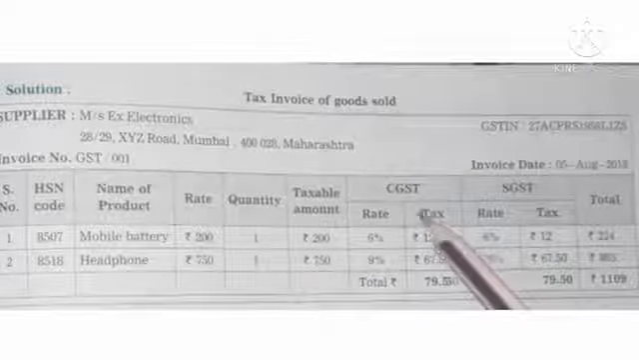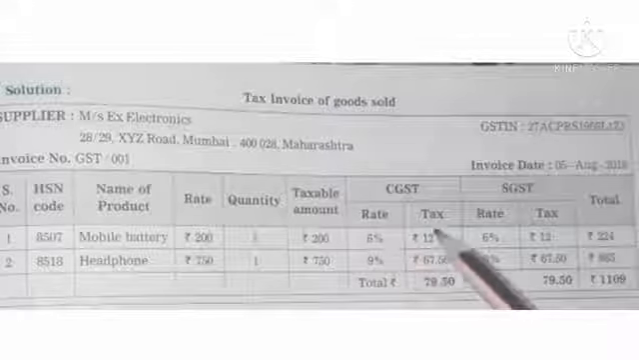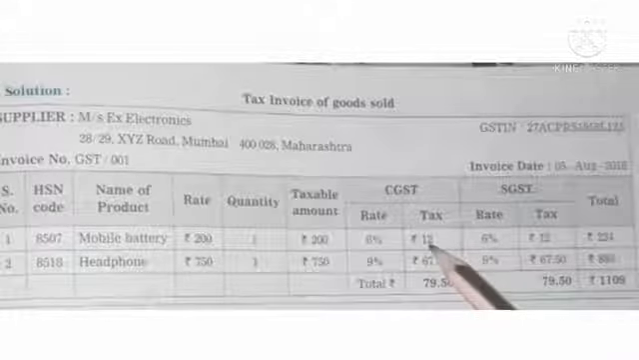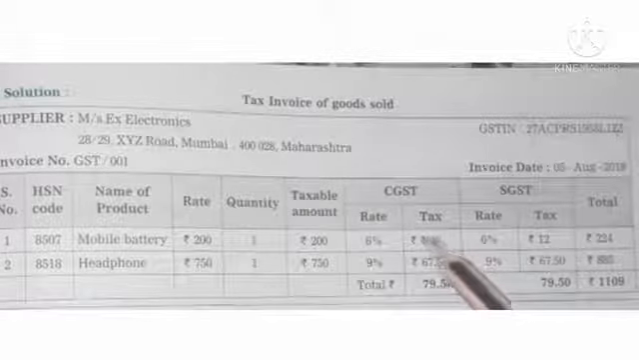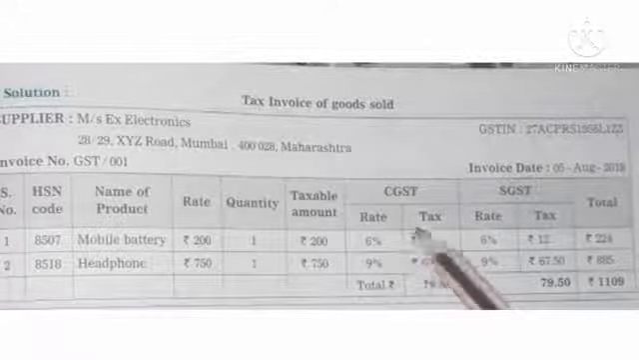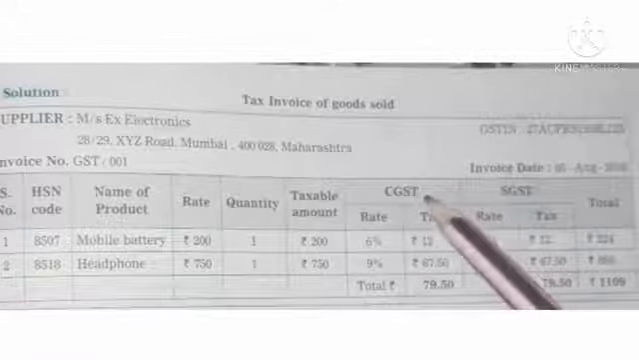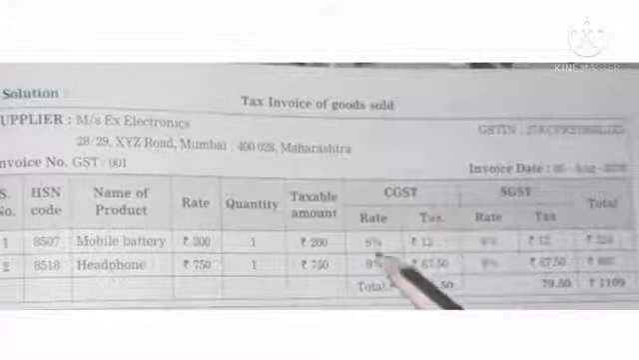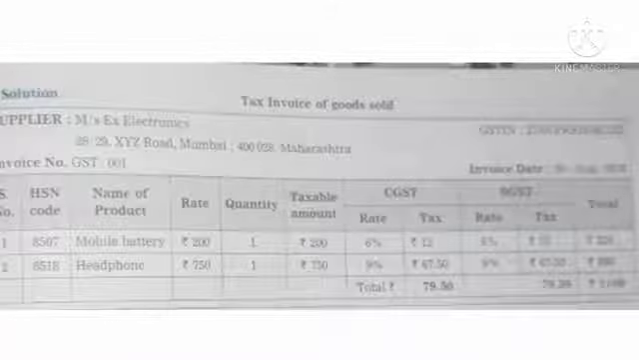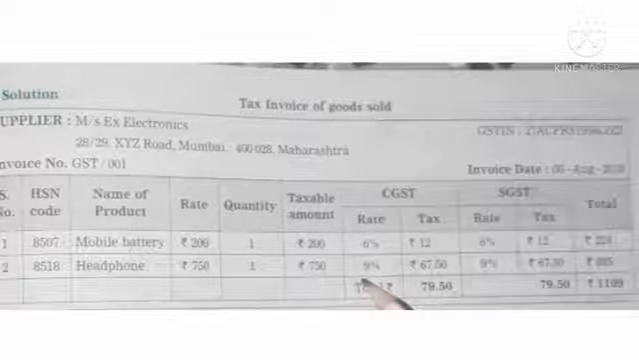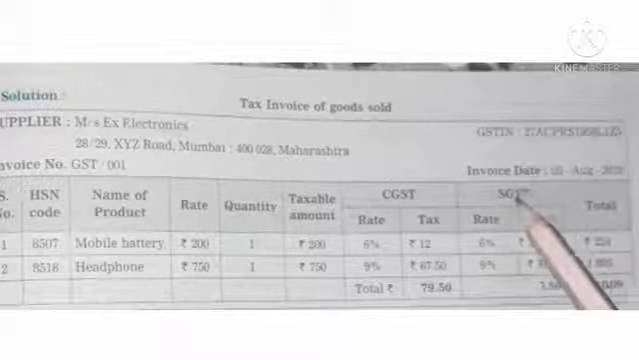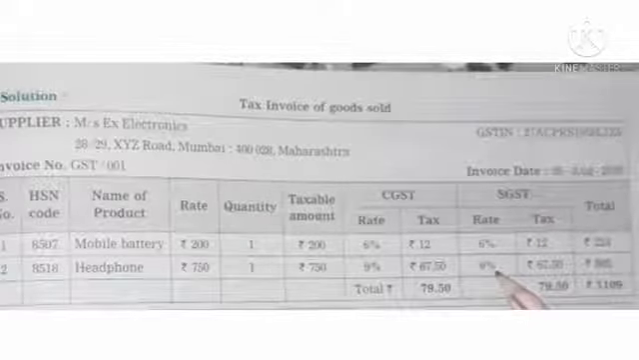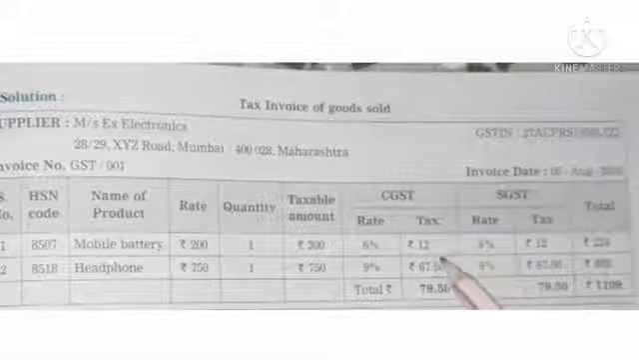So CGST rate is given here, the tax is given on the GST for mobile battery. In the example given, GST for mobile battery is 12%. So CGST is half of GST, that is 12% upon 2, that is 6%, and SGST is also 6%. And for headphone, GST is given in the example as 18%, therefore CGST is half, means 9%, and SGST rate is also 9%.